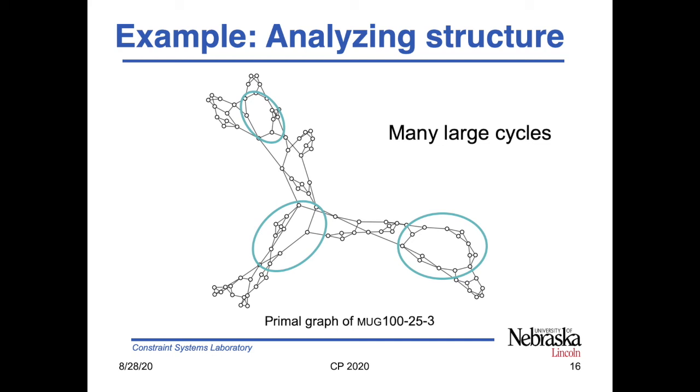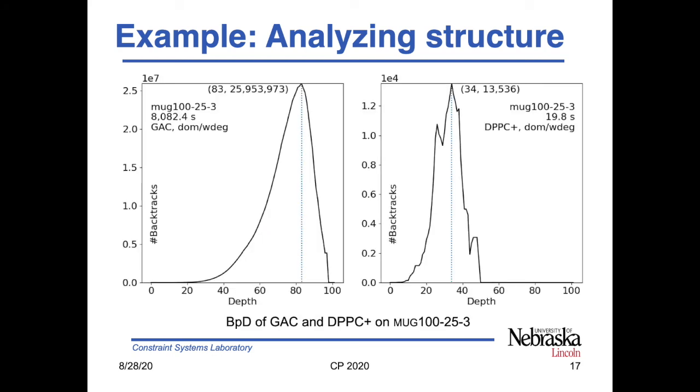called directional partial path consistency plus, which first triangulates the graph and then applies directional partial path consistency on the triangulated graph. This results in a successful termination of search, finding inconsistency in the problem in just 20 seconds instead of timing out. As you can see, the BPD of directional partial path consistency plus is much shallower than that of when we applied just GAC.